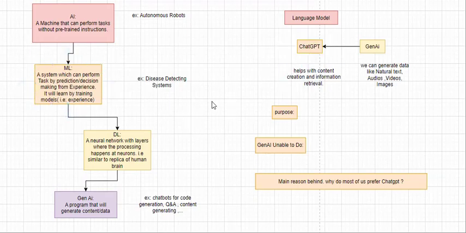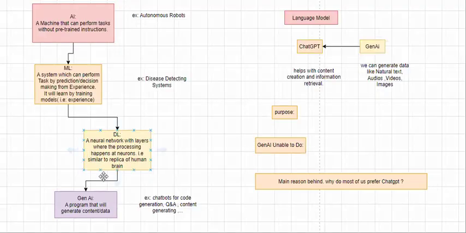Now let's have a question. Why does it not fall under deep learning? So before checking why it is not falling under deep learning, let's analyze what deep learning is. Deep learning is nothing but a neural network with multiple layers, where processing happens at the neurons. That is similar to the human brain.